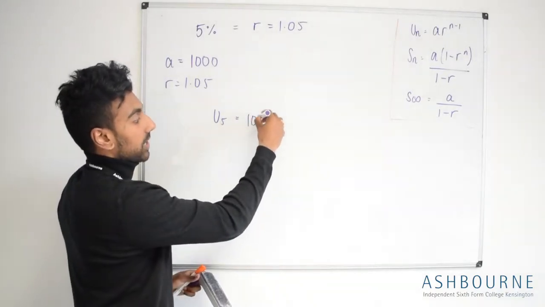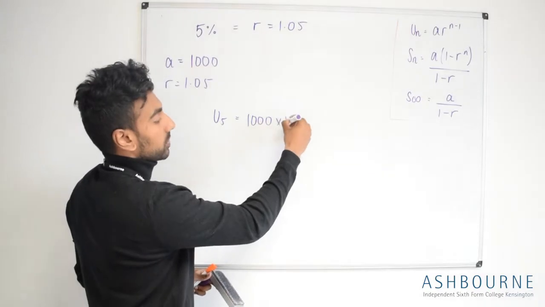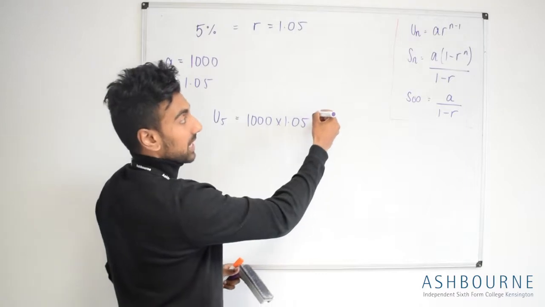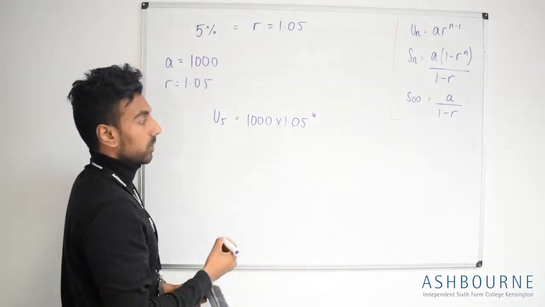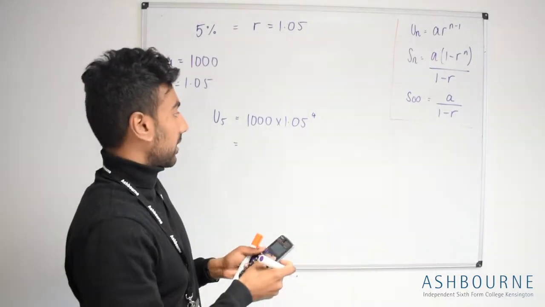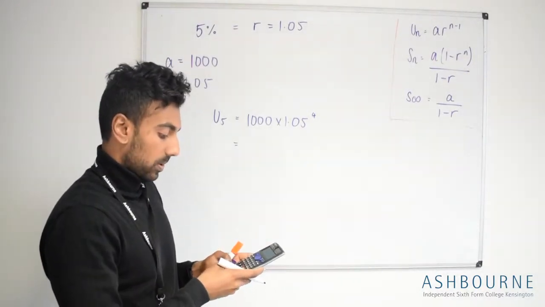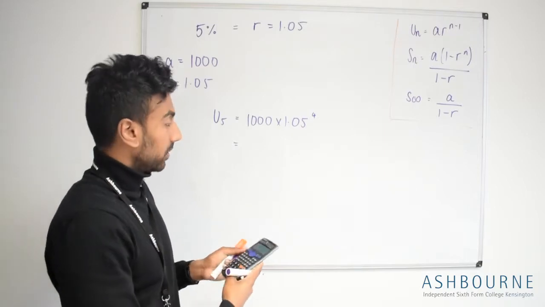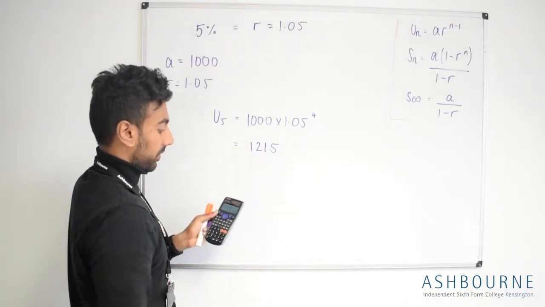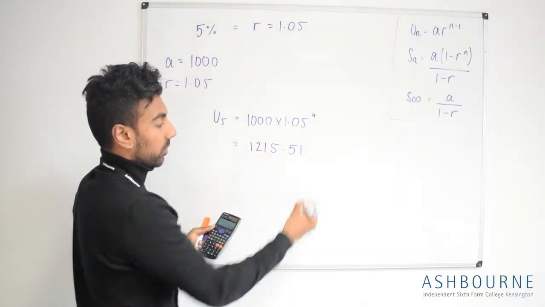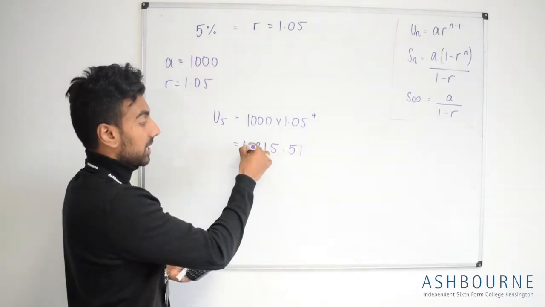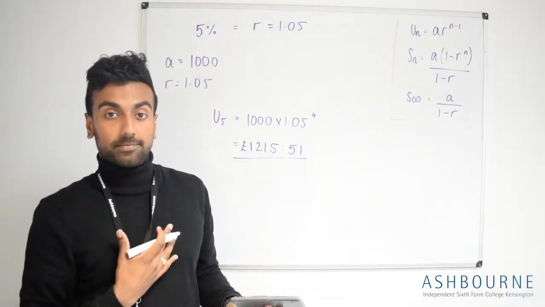So A, we said, was 1,000, R we said was 1.05, and N is 5, but it's n minus 1, so it's going to be 4. Then it's just a calculator job. You just have to put that into your calculator. We're going to have 1,000 times 1.05 to the power of 4 gives me, and you can check it yourself, 1,215.51. So after 5 years, this will be how much is in my bank account.